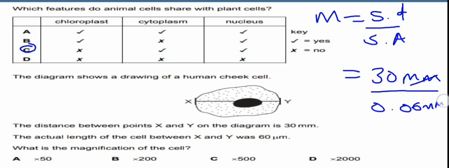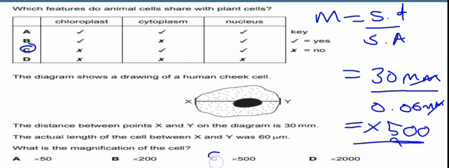So millimeters and millimeters, they are going to cancel each other. Now one thing that you need to know here is that we usually put x in front of a number or at the end of the number to represent the number of times the cell or an object has been magnified. So in this case, when we divide 30 by 0.06, we are going to get 500. Now this 500, we need to put what? X. This x is going to represent the number of times the cell has been magnified.